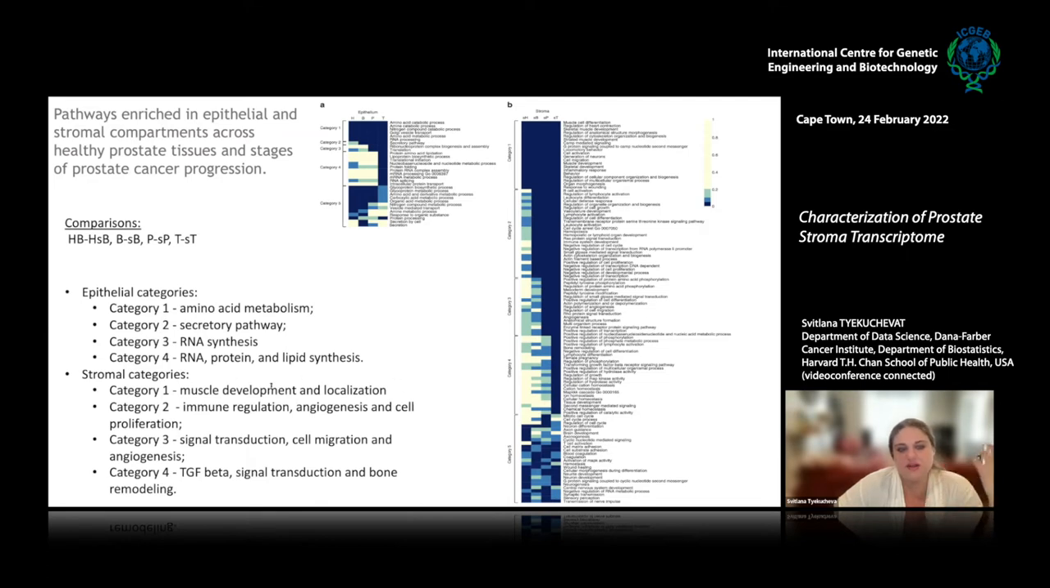We see a lot of muscle development pathways when we're working with prostate, because the normal prostate stroma is actually smooth muscle. And when cancer arises, this reactive stroma, this muscle tissue, starts accumulating fibroblasts, myofibroblasts, which are sort of intermediate between smooth muscle and fibroblasts. And so that's why we have a lot of this muscle development. This is something that we expect to see.